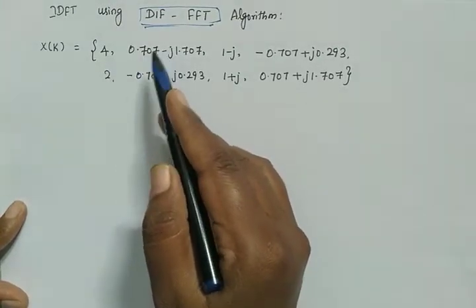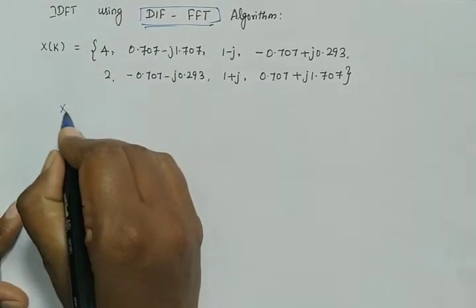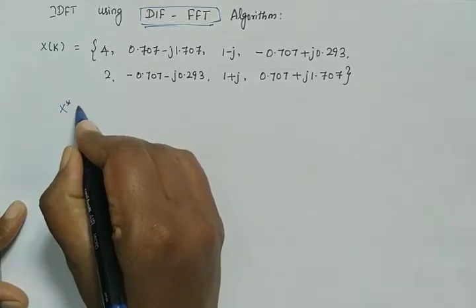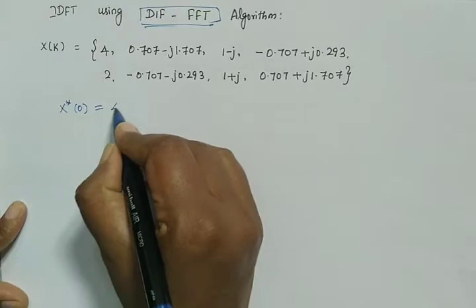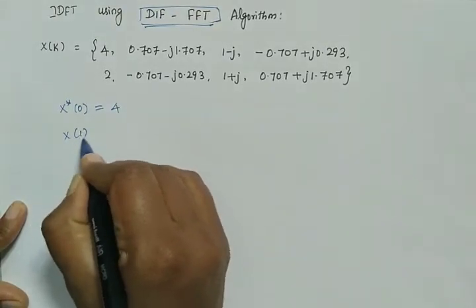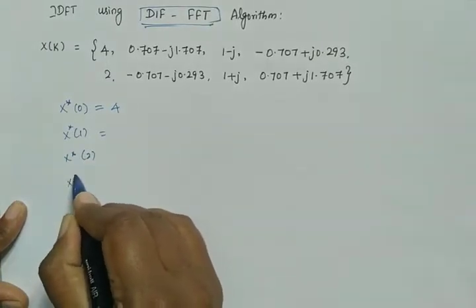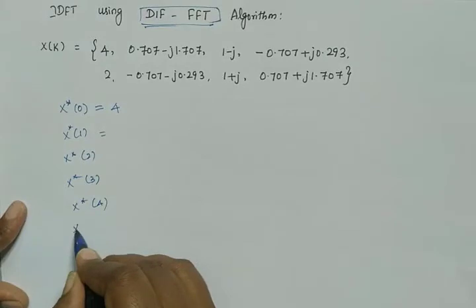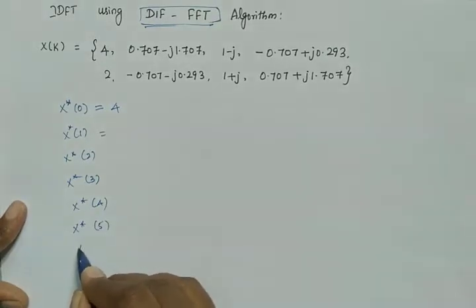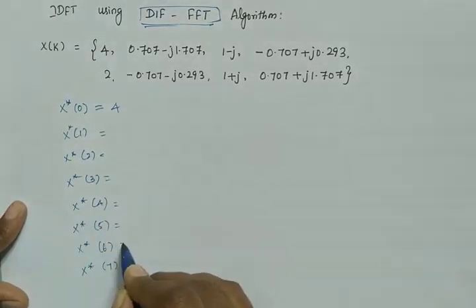So already we know the first step. The first step in this is, because here we have X of k, we have to take the complex conjugate of this X of k. So let us write directly. X of 0 is equal to 4, X of 1, then X of 2, X of 3, X of 4, X of 5, X of 6, X of 7. Let us write this complex conjugate.